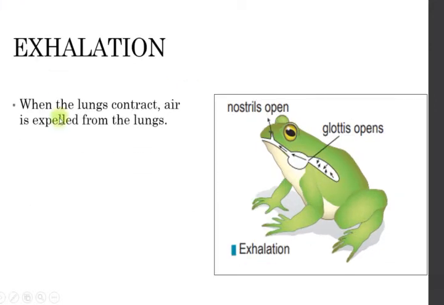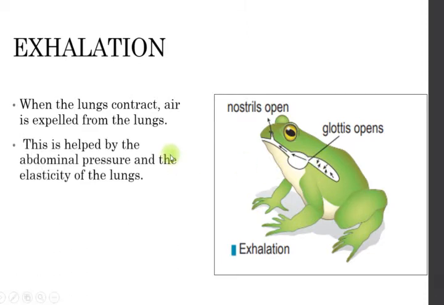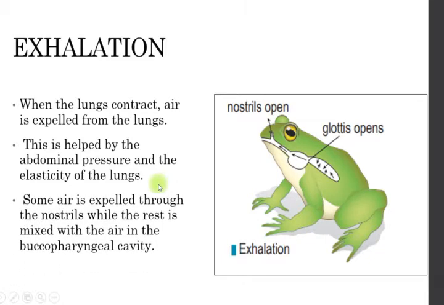Exhalation, when the lungs contract, meaning the size of the lung becomes smaller. The air is expelled from the lungs. This is helped by the abdominal pressure and the elasticity of the lungs. Some air is expelled through the nostril, while the rest is mixed with the air in the buccopharyngeal cavity. So that's how the exhalation process occurs in the frogs.